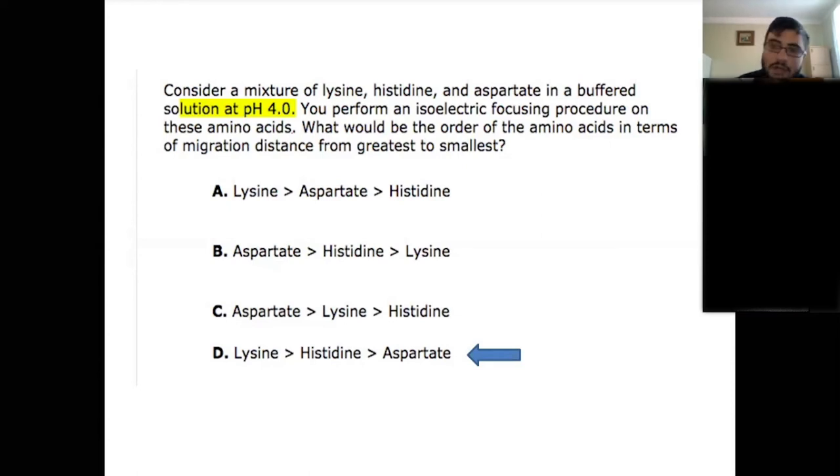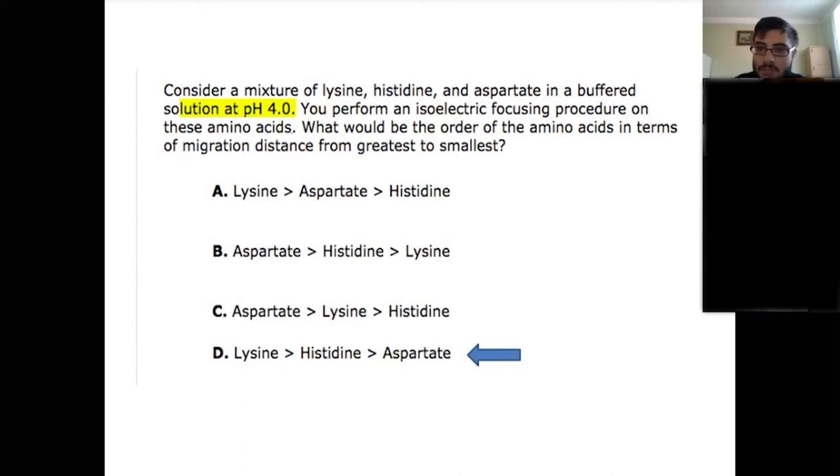The correct answer, as you can see, is D. The reason is that the solution is at pH 4, and we form isoelectric focusing on these amino acids. Which would you order the amino acids in terms of migration distance from greatest to smallest? So what's the difference between where it stops and where it started? If it starts at pH 4, which would go the furthest away from pH 4?